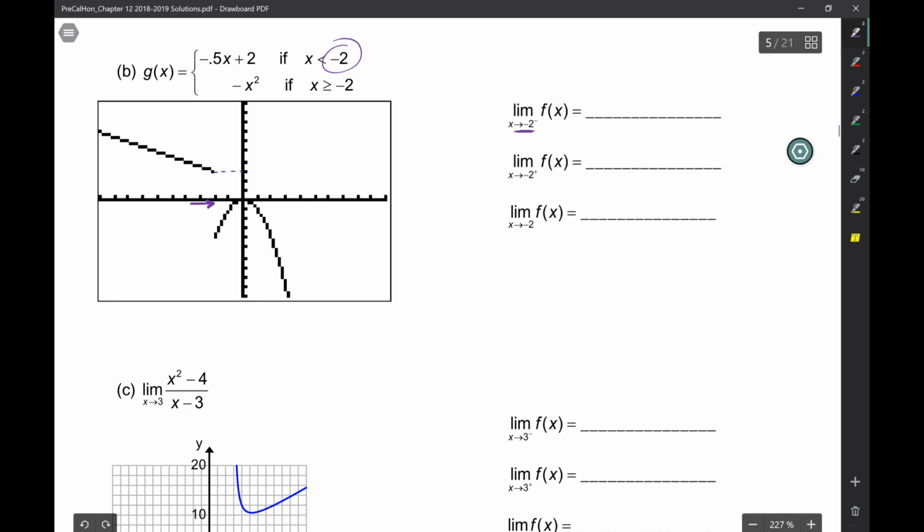The negative values are over there, so it's coming from the negative side. Wait, no. You're approaching negative 2 from the side of the negative. You're approaching this number from the negative side. So this is a 3. Now, as I'm approaching negative 2 from the positive side, this is the important part.